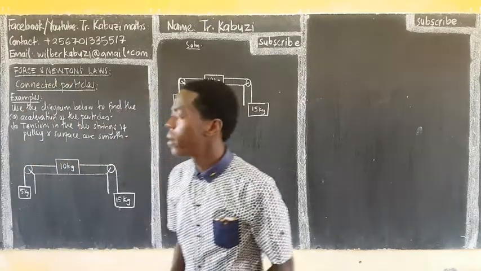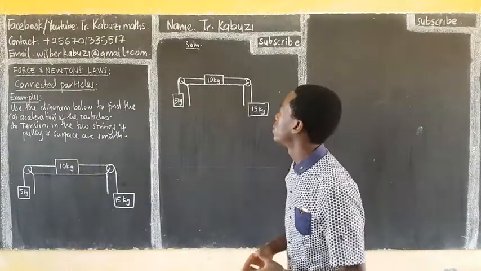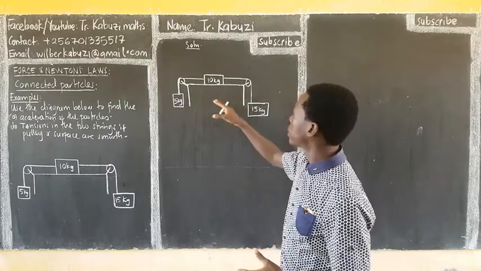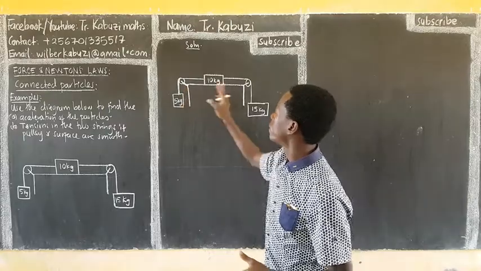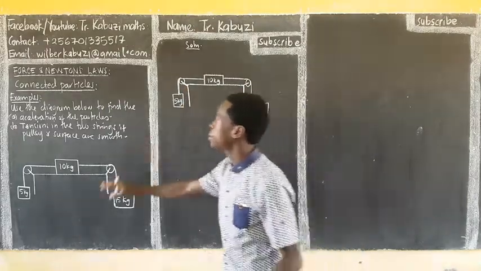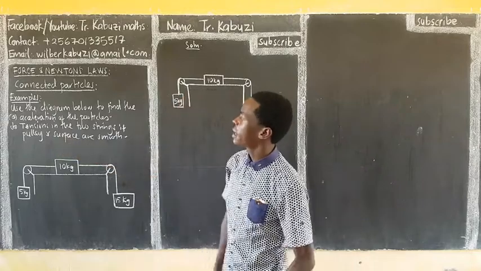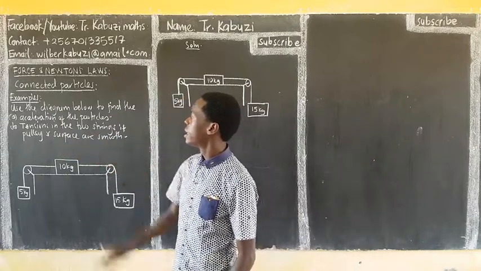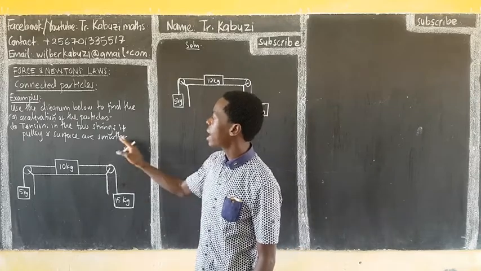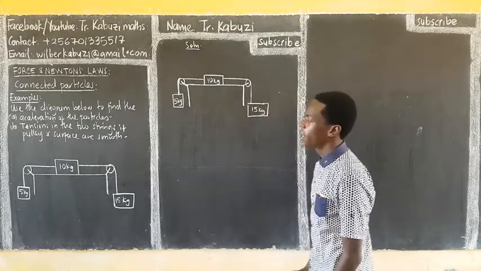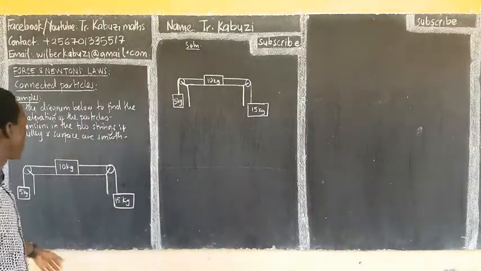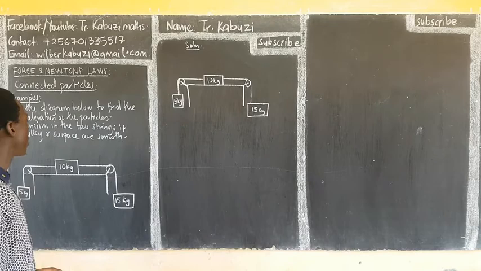Okay, let us see now when we have a table and then there is a certain mass or a certain particle resting on that table, and then we have two bodies on that table with weights, this and this. So this is the question. Use the diagram below to find the acceleration of the particle, tension in the two strings if pulleys and the surface are smooth. So meaning you don't expect any friction force. So this is R force, this is R kilogram mass, and this is the 15 kilogram mass.